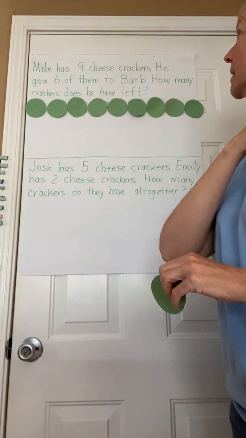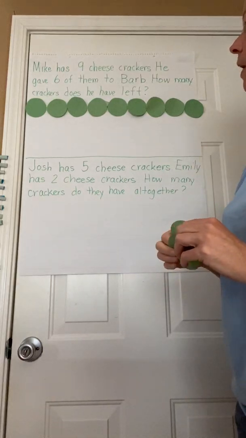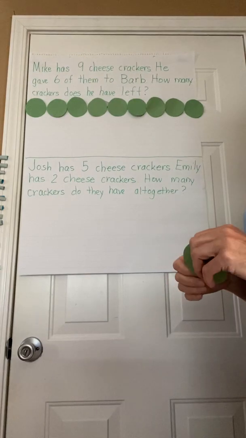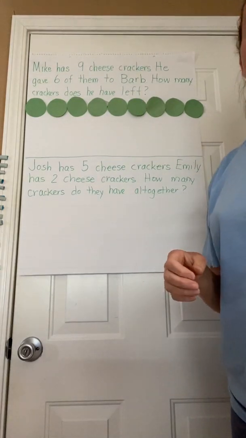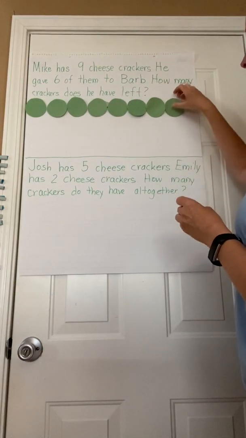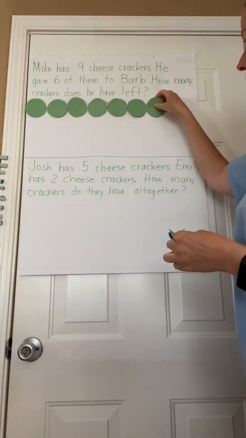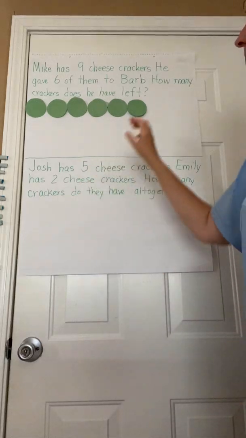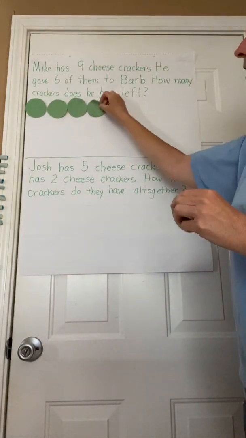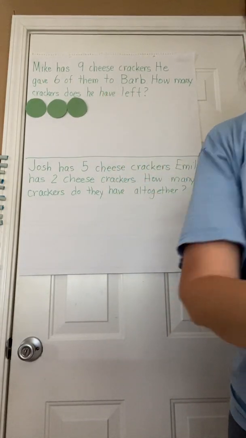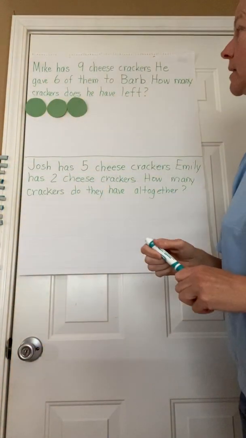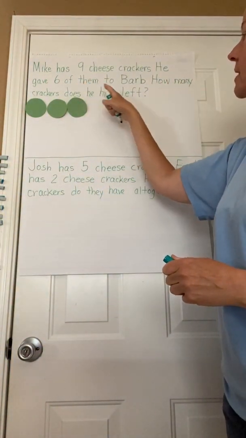And what Mike does is he shares them with his friend Barb. He gave her 6 of them. So when he gives 6 of them to Barb, that means that we have to take 6 away to give to her. So that's 1, 2, 3, 4, 5, 6. So we took away the 6 that he gave to Barb, and we count how many he has left. How many crackers does he have left?